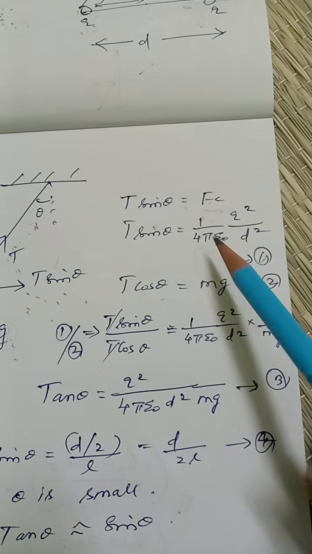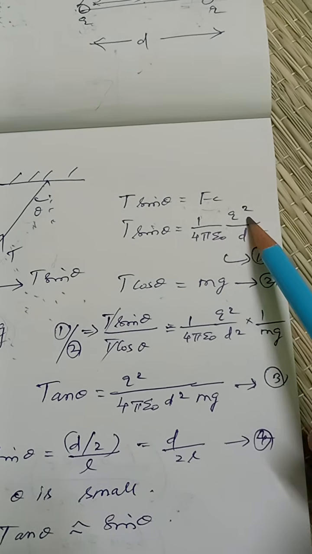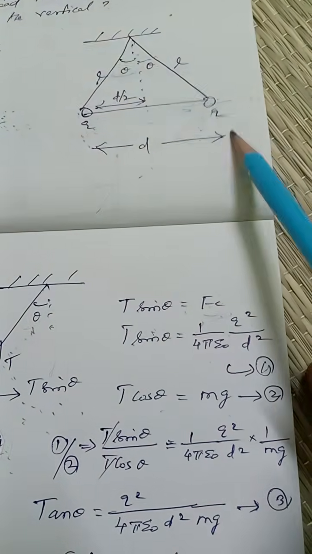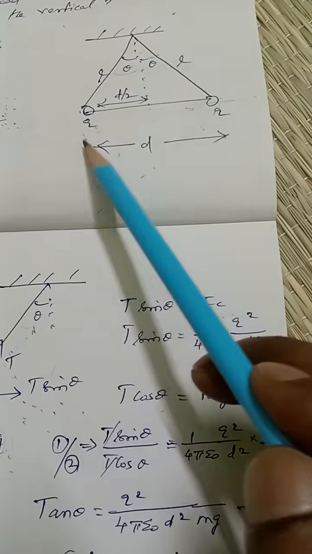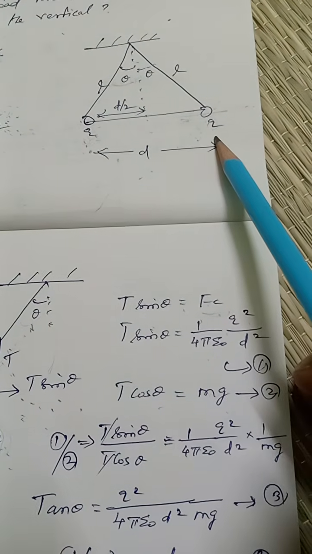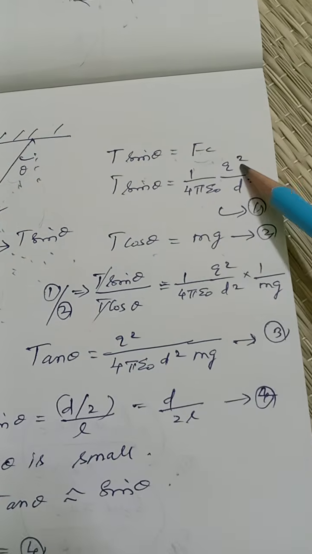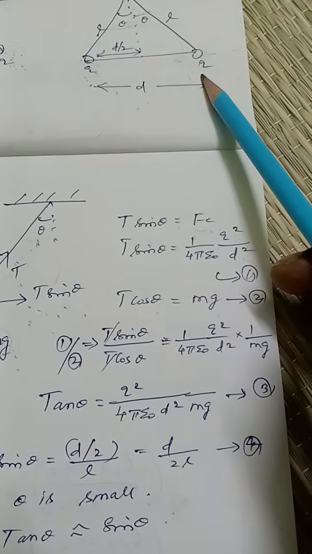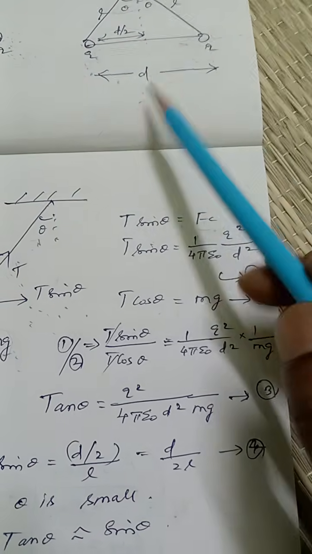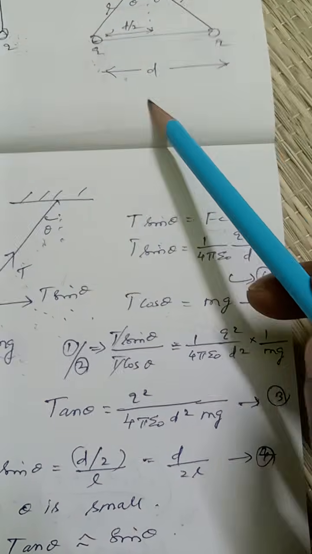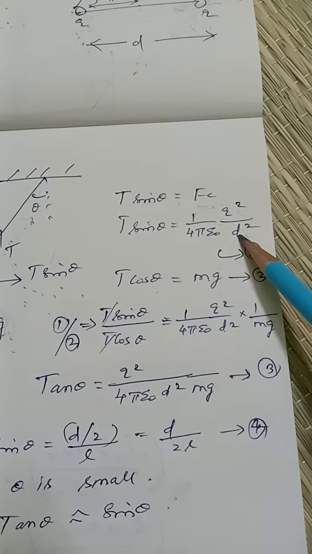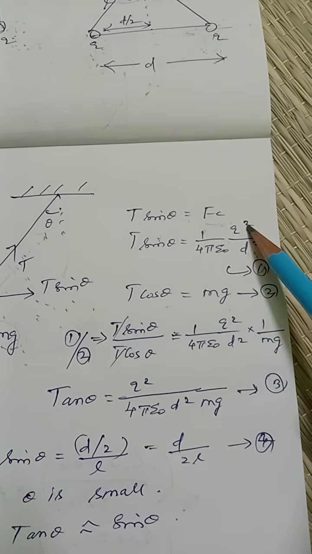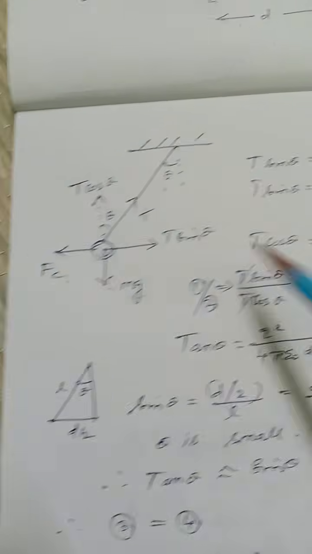What is the formula? 1 by 4 pi epsilon naught into q1 into q2 by r squared. Here the two charges are q1 and q2, and q1 into q2 means q into q, so if you multiply these two you will get q squared. We have assumed the distance between the two charges is d, so instead of r squared we put d squared. So this is according to Coulomb's inverse square law. Then T cos theta equal to mg, from the diagram we have written.